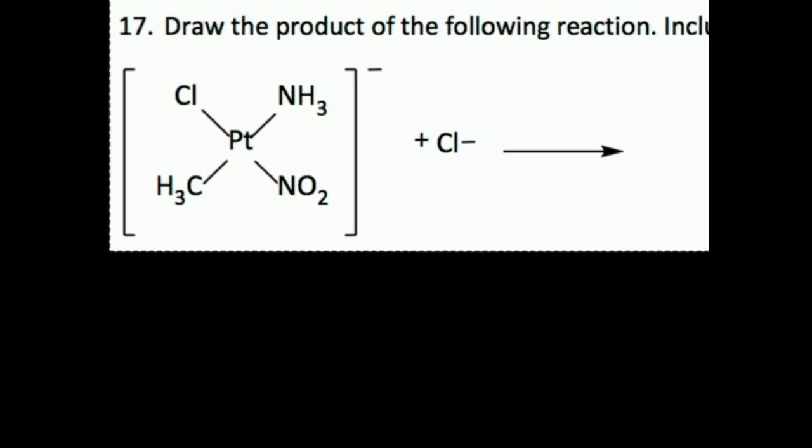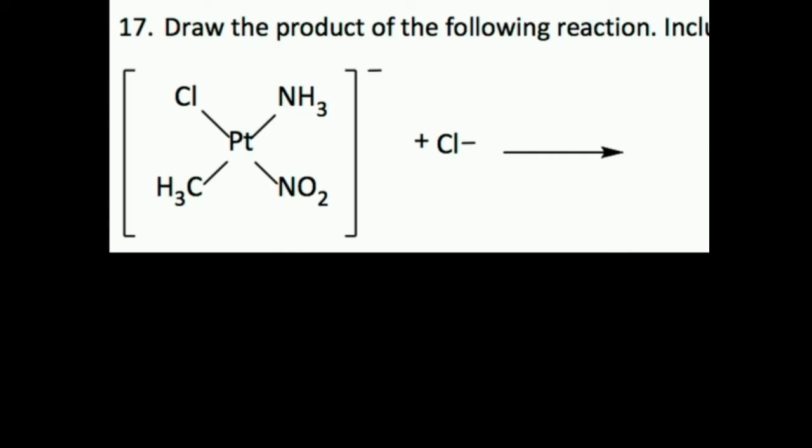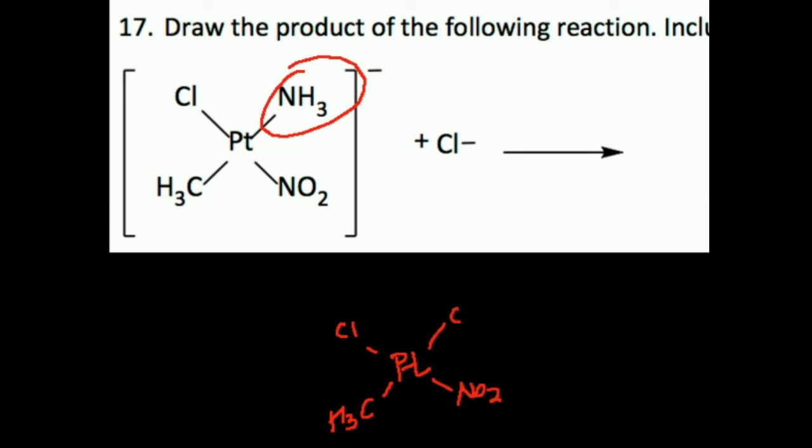So here's the problem right here. So again, which one of these ligands was the farthest to the left? That was the methyl. Okay. All that means is the chloride over here is going to add to the position trans to the methyl. Trans just means right across the metal from whatever we're talking about. So that means I'm just going to draw it like this. Chloride's still there. The methyl group is still there. The nitro group is still there, and this ammonia is going to be the one that's displaced, and I'm just going to put this chloride right there.